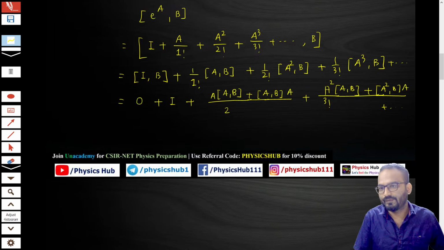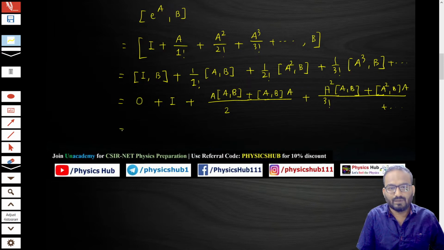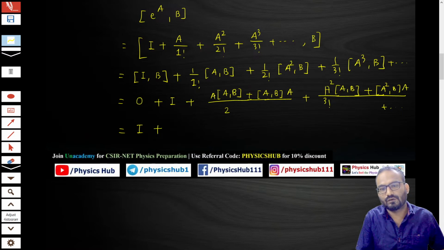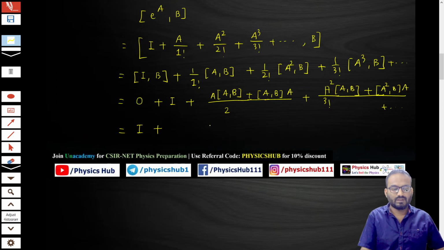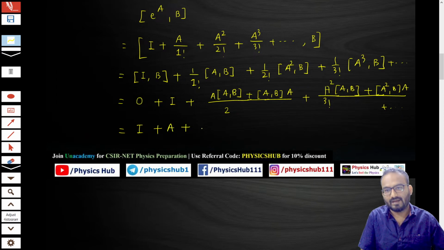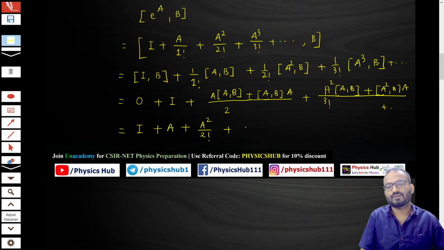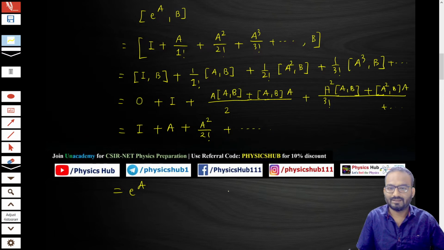A square into A, so you have taken A square [A, B], and A is kept with A square here. So what does this term produce? First of all, this is I, since [A, B] is equal to I. So A plus A, 2A by 2, is A, and this term will produce A square by 2 factorial. The next term will produce A cube by 3 factorial, and it will go on like this, which is equal to e to the power A. And we have utilized these things.